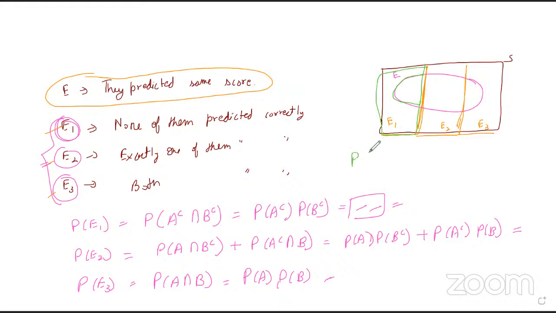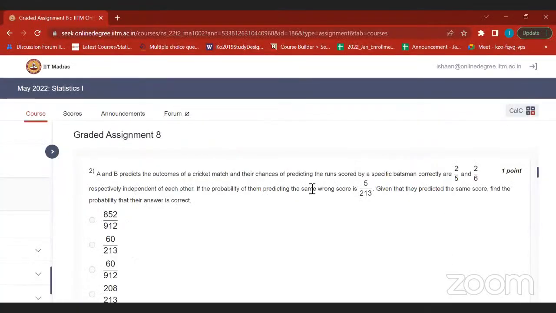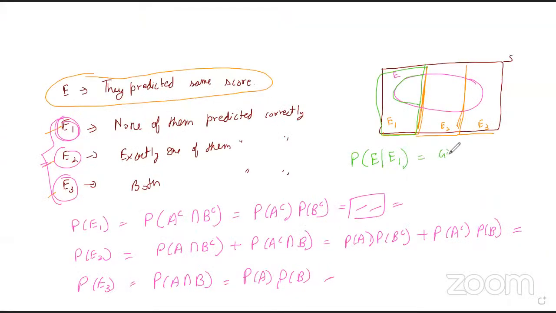Now, do we also know about event E within each part? What is the probability of E in E1? They predicted the same score, none of them predicted correctly. The probability of predicting the same wrong score is given to us. So E given E1 is what is given in the question. Next, the probability of E given E2. We know that exactly one of them predicted correctly, right?